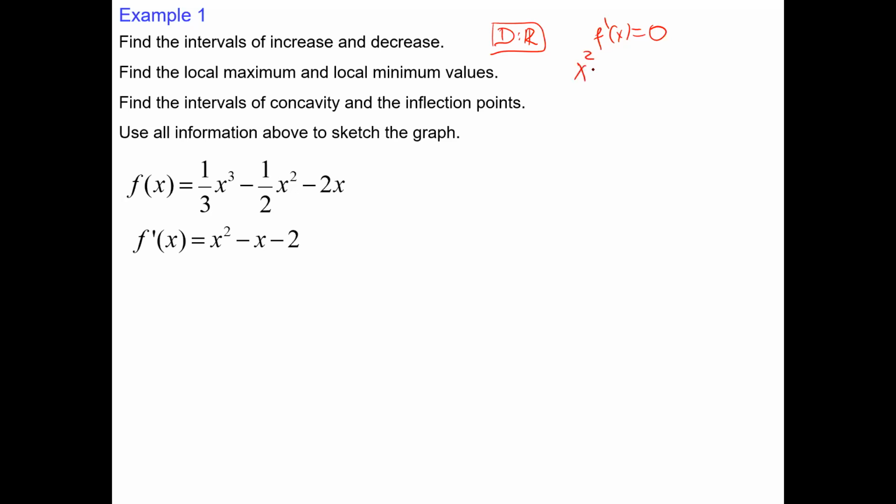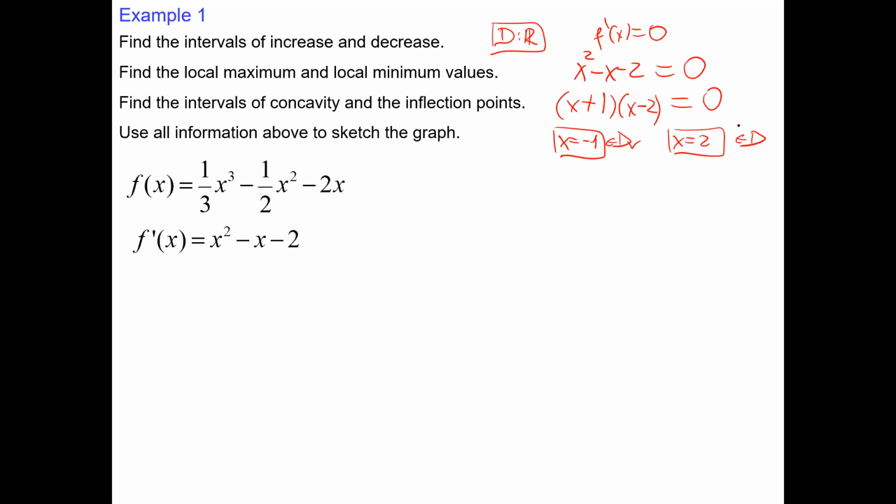x squared minus x minus 2 is 0. We're looking for the critical numbers. We can factor using 2 and 1, negative, positive. That means x equals negative 1 and x equals 2. Those are the critical numbers because this number is in the domain and this number is in the domain. Okay, let's do the test.